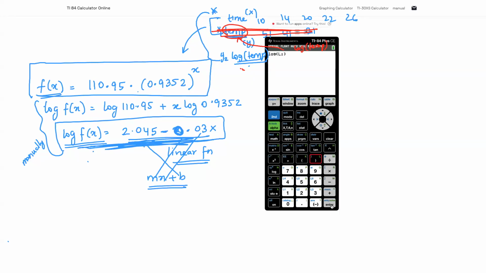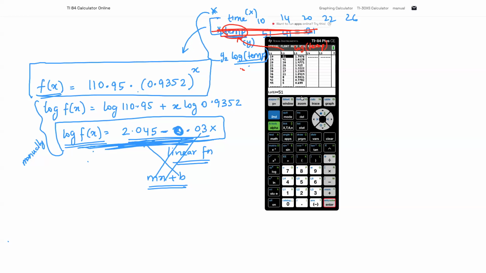But the thing is, I don't want to press enter, because it just pastes it here. I want to store it. Log of L2, I want to store it into the L3 column. Then only I'll be able to plot a regression curve for it, right? So I do log of L2, close bracket, store it in the L3 variable, second L3. When I press enter and go to stat edit, L3 has all the values in there. Does that make sense?